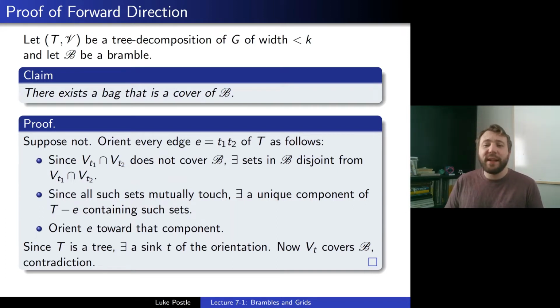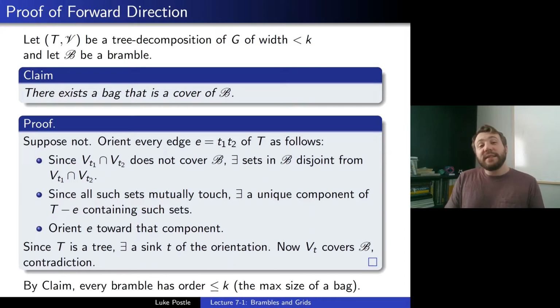Why? Because if it didn't cover B, there'd be a set somewhere, and then it should point in that direction, right? But indeed, it must cover the bramble. Okay, so we've proved the claim that there's a bag that is a cover of B. Since we have this tree decomposition of width less than k, bags have size at most k, because of the plus-minus 1 thing. So by this claim, every bramble has order at most k, the maximum size of a bag. So that proves the forward direction.